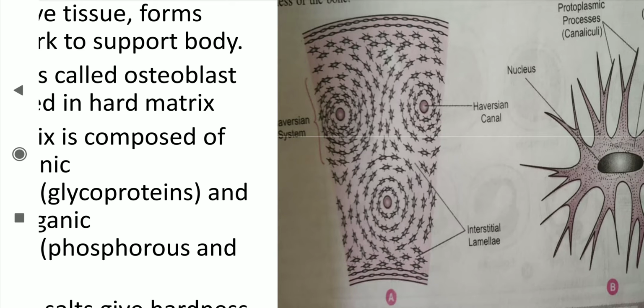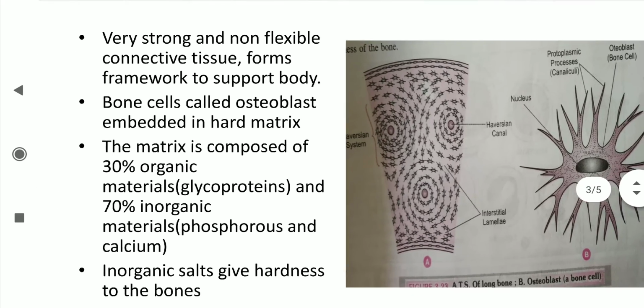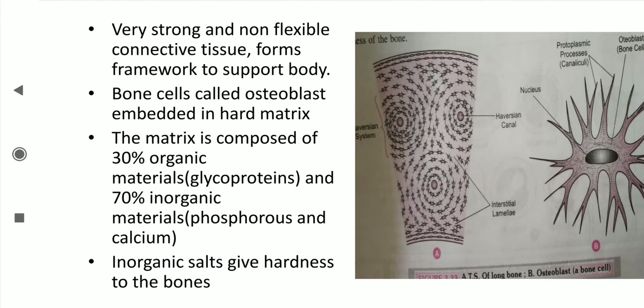The matrix, as I told you, is very hard. It is composed of 30% organic materials and 70% inorganic bone salt. What is there in bone salt? Phosphorus and calcium, and organic glycoprotein. These inorganic salts are responsible for the hardness of the bone. Clear, children?